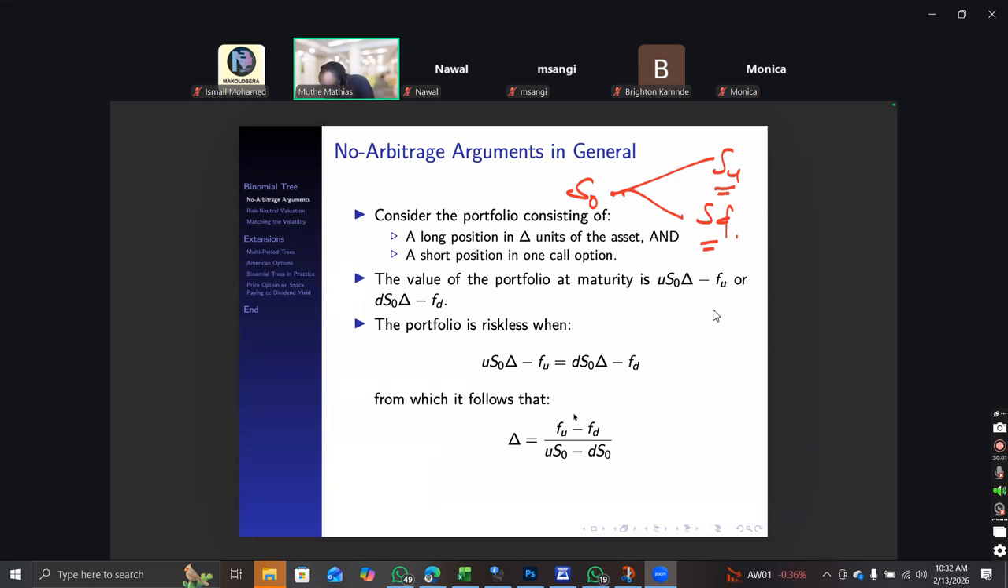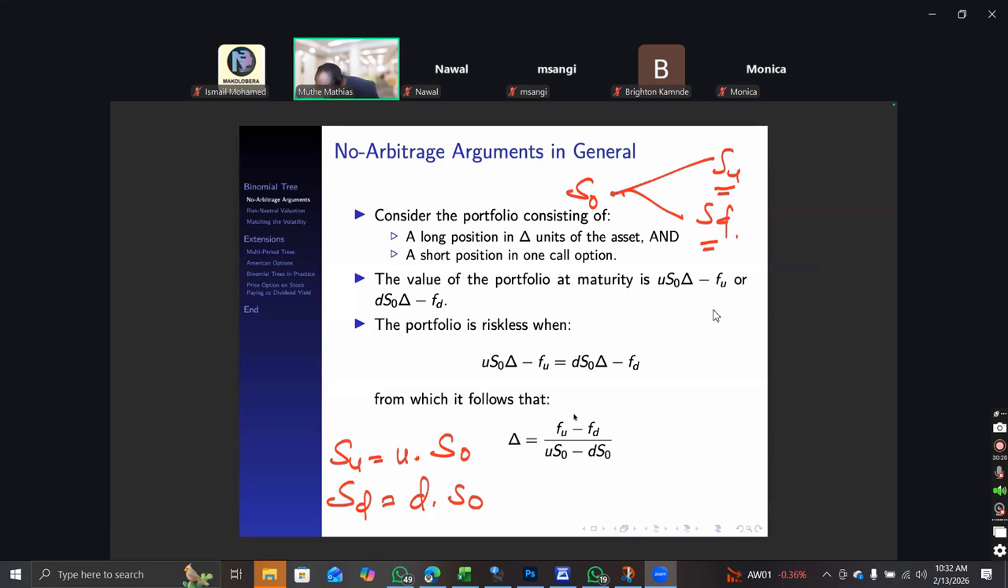So SU will be derived from S naught. We are going to have a certain factor, which we call an up factor. So we take the up factor U and multiply by S naught to get SU. And to get SD, we have a factor called D, and multiply by S naught, right? So you can see we'll be able to get SU and SD as long as we know the U and the D factors, right? So this is what we are doing here.